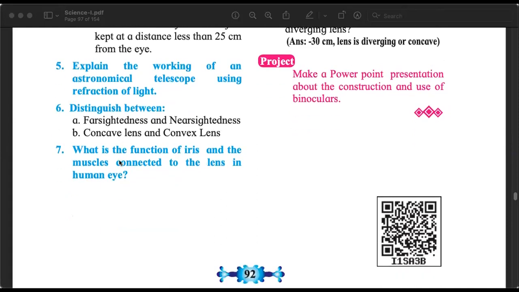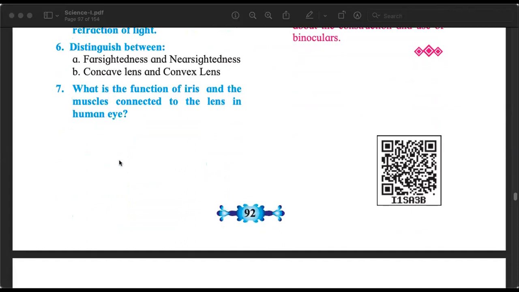Question number 5 is about telescope. We haven't studied. Number 6, distinguish between, table. We have already completed concave lens and convex lens. Now we can answer far-sightedness and near-sightedness. Will you be able to write on your own? Okay. Number 7, what is the function of iris and the muscles connected to the lens in the human eye?